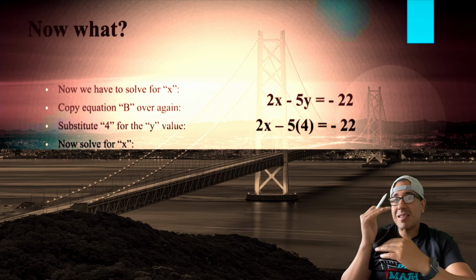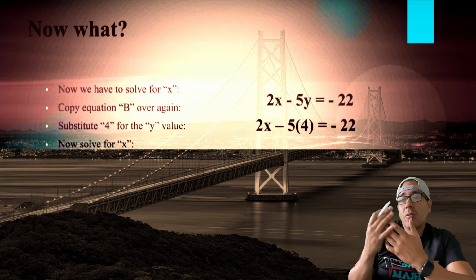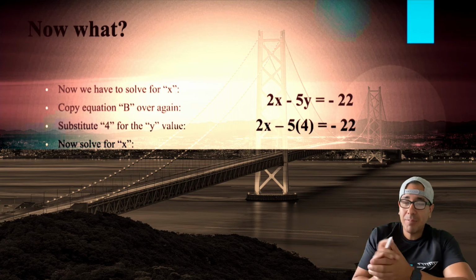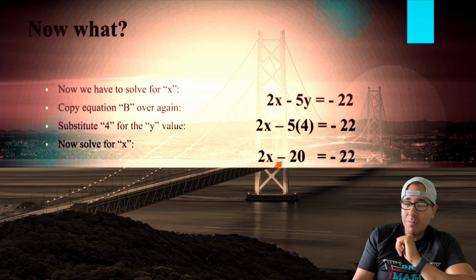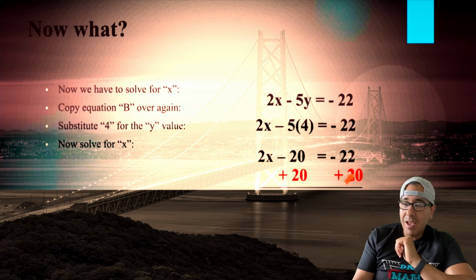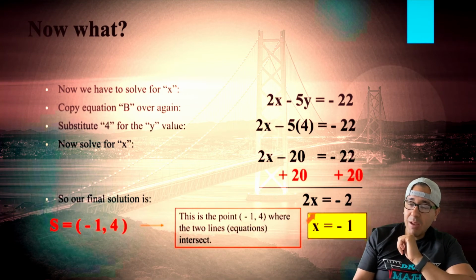And again, does it matter which equation you use, equation A or equation B? No, I just went ahead and chose equation B. All right, so let's go ahead and solve for x now. So you have 2x minus 20 equals -22. Well, we're gonna solve for x. I'm gonna add 20 to both sides. And so we're left with 2x equaling -2. Don't forget to divide both sides by 2 and we get x equals -1.